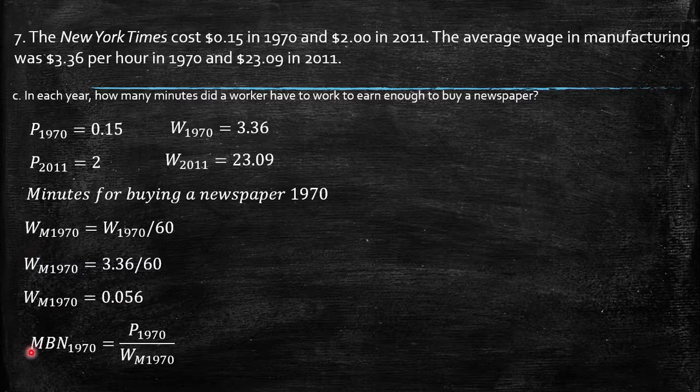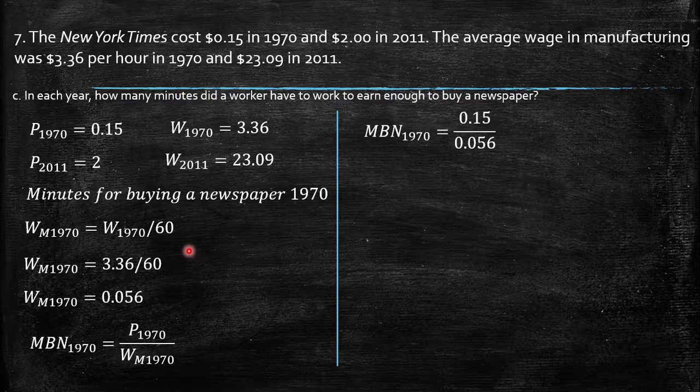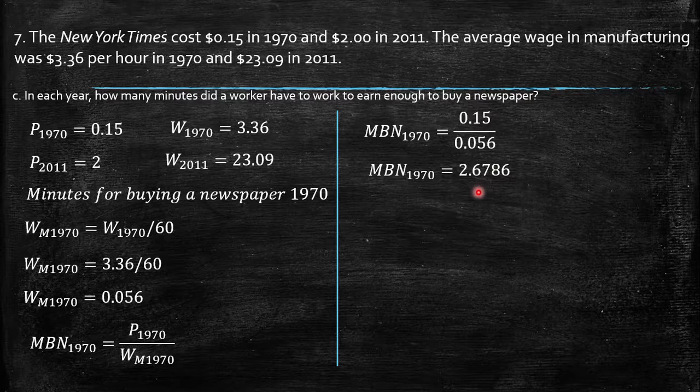And then the minutes for buying a newspaper in 1970 should be the price in 1970 over the wage per minute in 1970. So then you just replace 0.15 over 0.056, and then you have 2.67. So then you need around 2 minutes and a little bit more than a half of work to buy a newspaper.